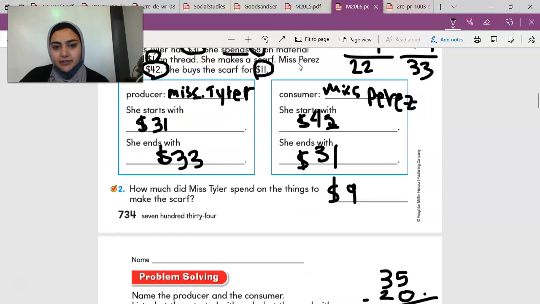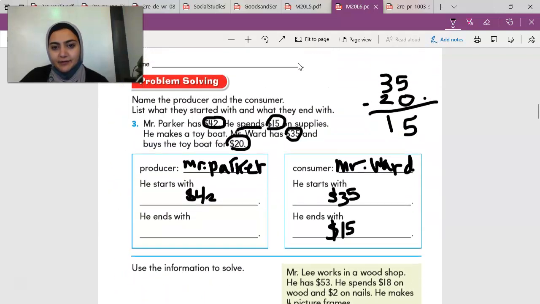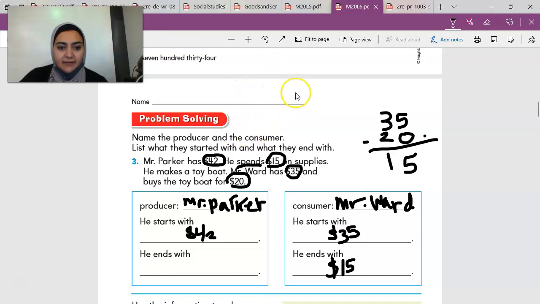Oops, what did I just do? There we go. Let's go up a little bit. There we go. So Mr. Parker had $42. He spent $15 on supplies. So 42 take away 15. 2 take away 5. Can you do that? You cannot. 3, and that becomes a 12. 12 take away 5 is 7: 11, 10, 9, 8, 7. 3 take away 1 is 2. So that's $27. Now, but hold on.